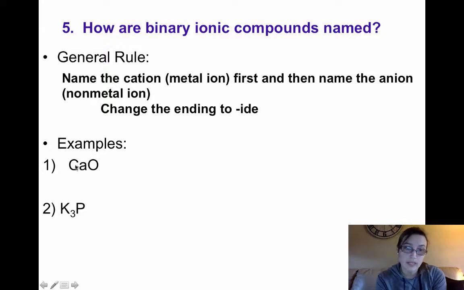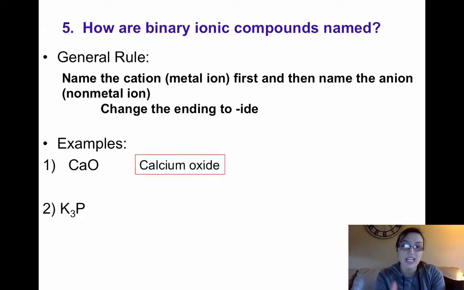So an example would be CaO. So we name what comes first. Ca is calcium. Then we name O. So O is a nonmetal from the periodic table. So O is oxygen, but we have to change the ending. So it becomes calcium oxide. And that's all you do when you're naming compounds.